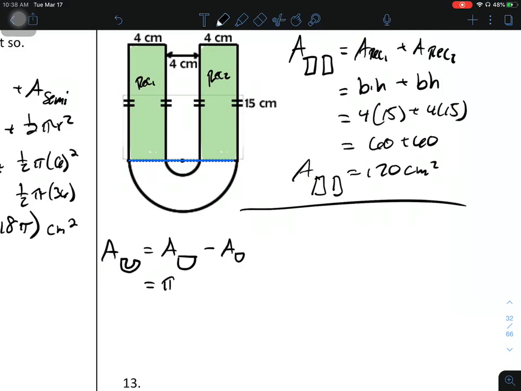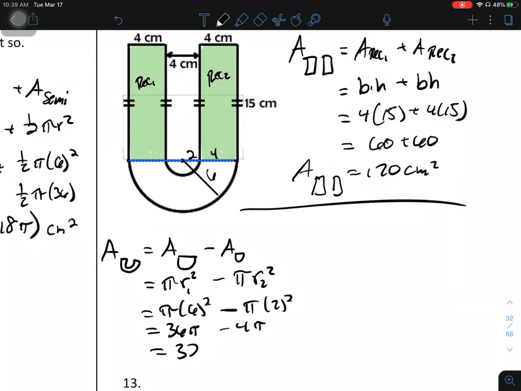So in each case, we're going to take pi times r squared, that's one of the radiuses, minus pi times the second radius squared. Well, what is this big radius? If we look at the distance from here to here is 4, because it shows that up here. The distance from here to here is also 4. So that means this is being cut in half. So this is a 2 and a 4. So this radius is 6. So that's pi times 6 squared. That's 36 pi. The second smaller semicircle has a radius of 2. So that's pi times 2 squared. That's 4 pi. That's 32 pi. And this is square centimeters.